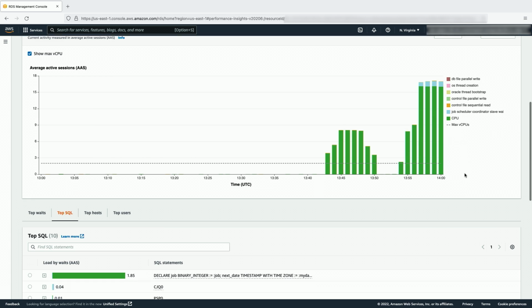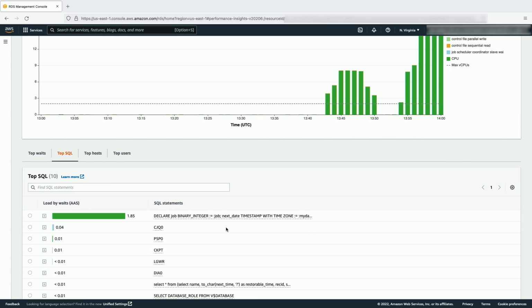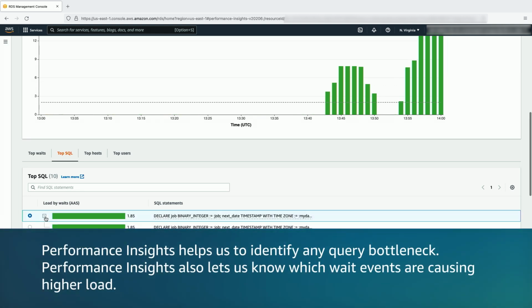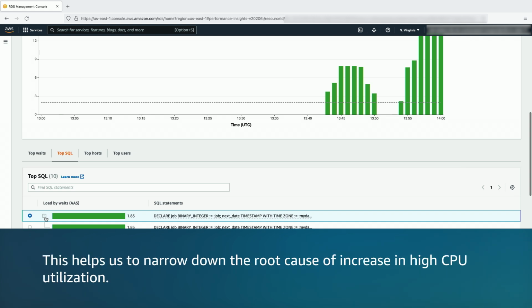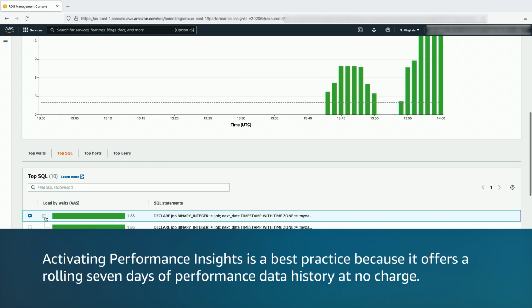We can now also check the top SQL to identify which SQL query was causing the spike in the database load. Performance Insights helps us to identify any query bottleneck. Performance Insights also lets us know which wait events are causing higher load. This helps us to narrow down the root cause of increase in high CPU utilization. Activating Performance Insights is a best practice because it offers a rolling 7 days of performance data history at no charge.